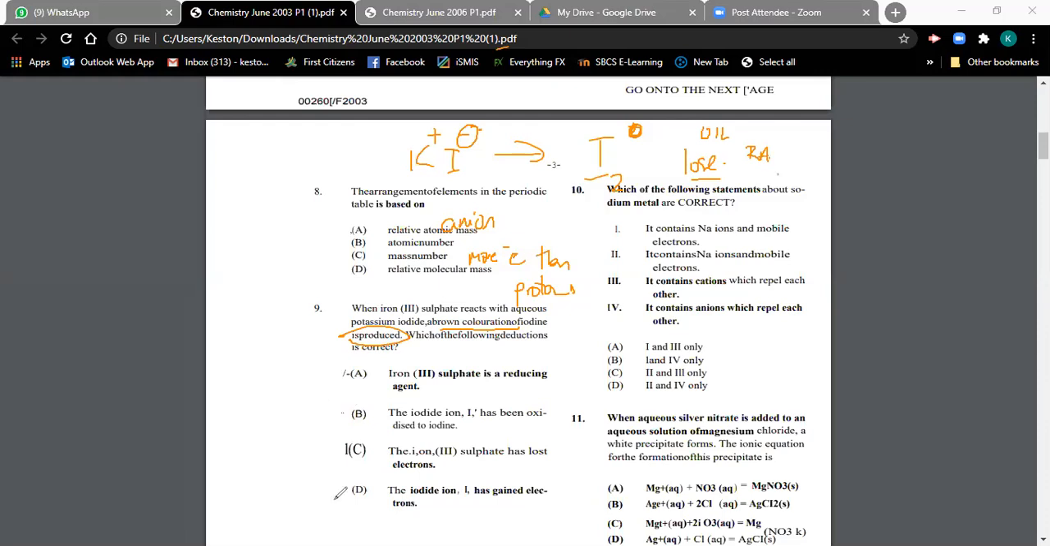Now we can look at the answers. Iron trisulfate is a reducing agent. The iodine ion I has been oxidized to iodine. That makes sense. C, the iron trisulfate has lost electrons. The iodine ion I has gained electrons. So my best answer here, based on what I just told you, would be B. The iodine ion, this ion here, has been oxidized. Oxidation is loss of electrons to become oxidation state 0.